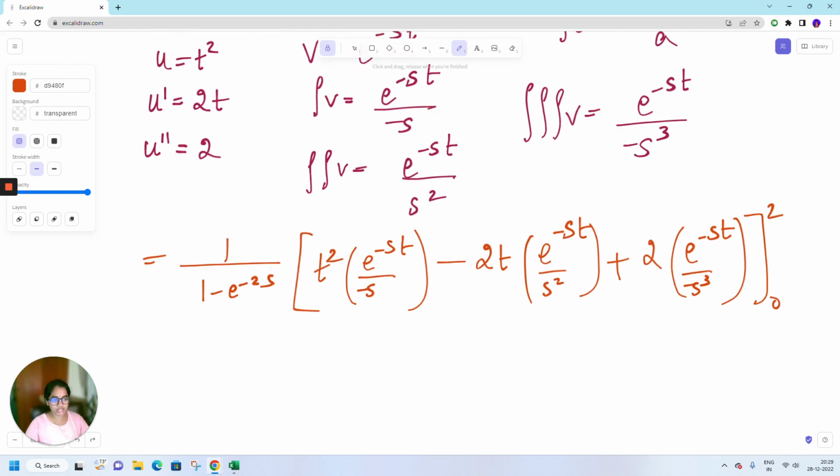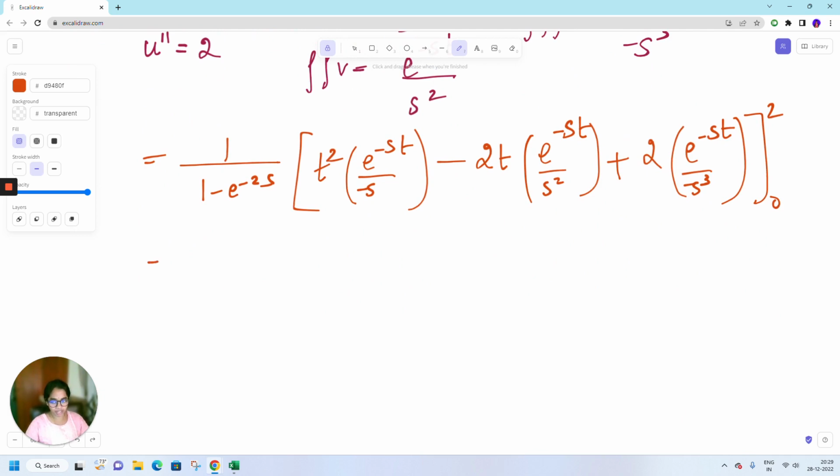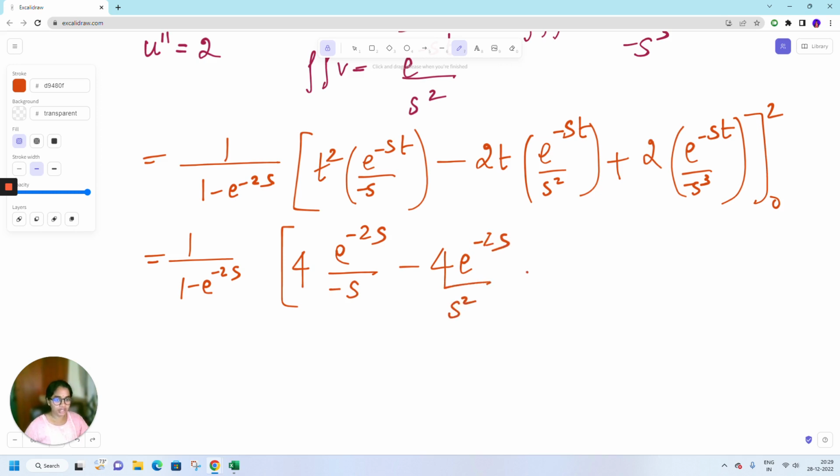Where do you substitute this 0 to 2? We integrated with respect to t. So wherever we have t, we would have to replace it with the upper limit. That is, 2 square would be 4, e power minus 2s divided by minus s, minus 2 into 2s which is 4 e power minus 2s divided by s square, plus e power minus 2s divided by, let me replace this with negative sign, I would get minus s cube.